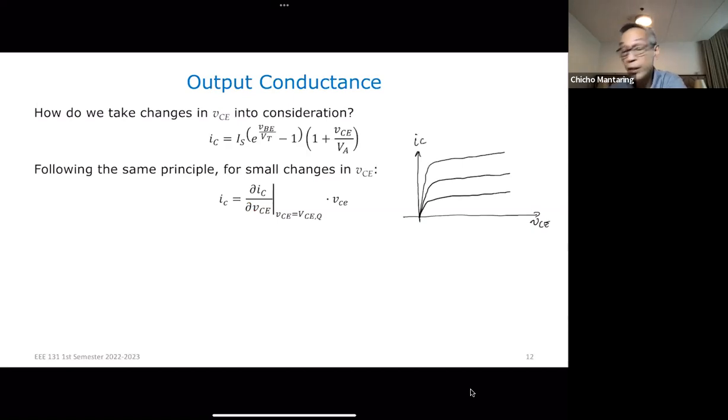Okay, where this might be your VBEQ. This might be the base emitter voltage at quiescent, no? And this might be your operating point. No? So this is going to be VCEQ, and you're going to have an ICQ here. So that is your quiescent output voltage and your quiescent collector current. So we're saying that for small changes in VCE, ito yung maliit na change in VCE.